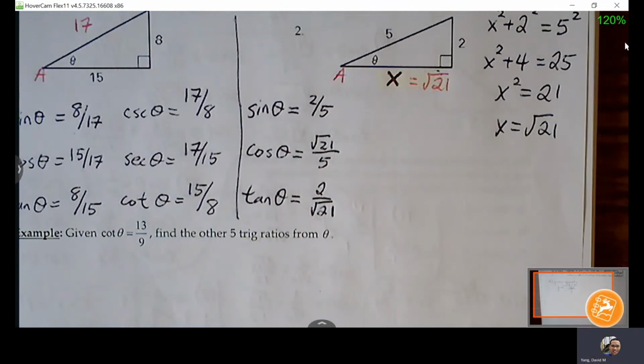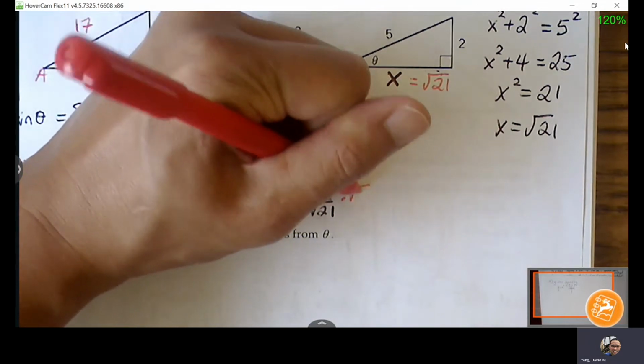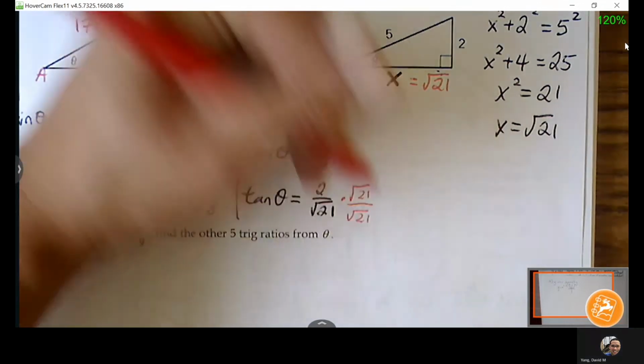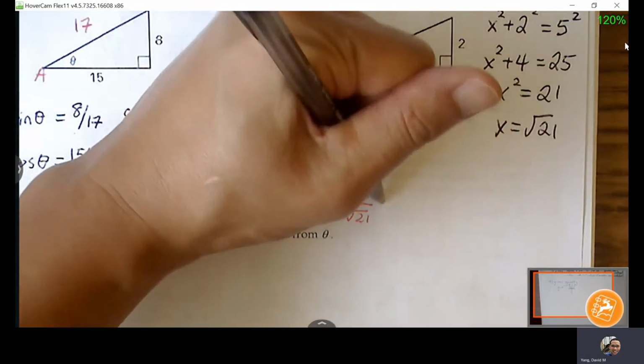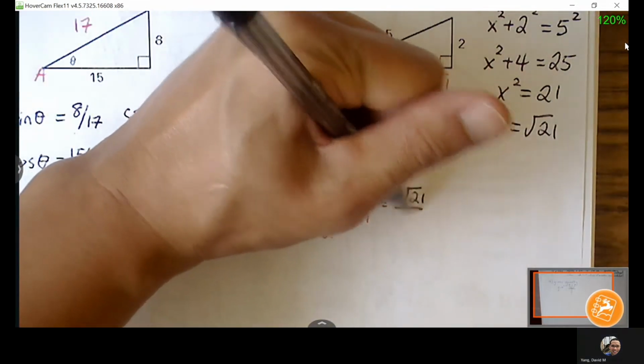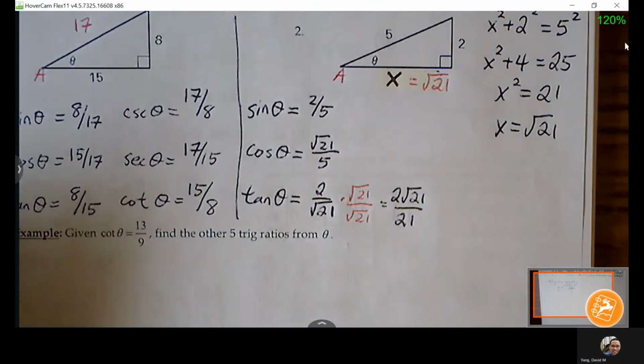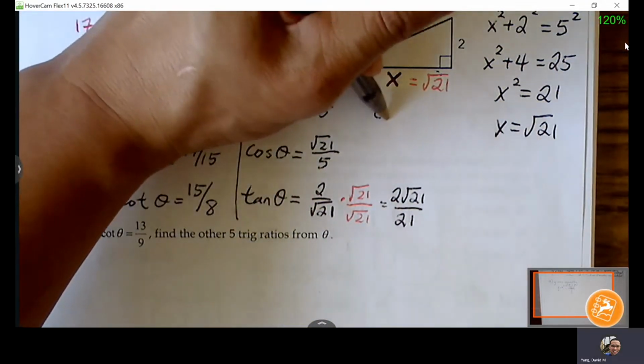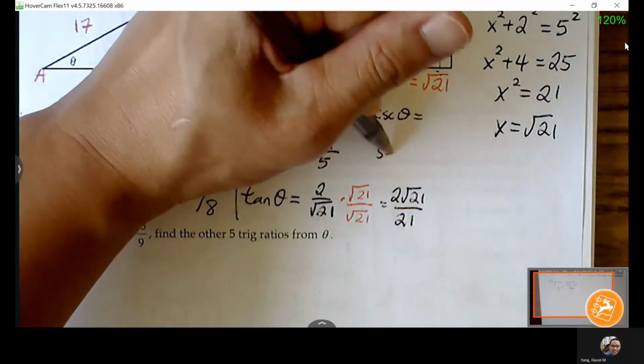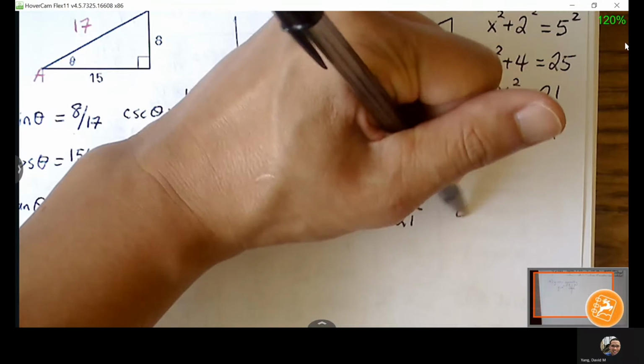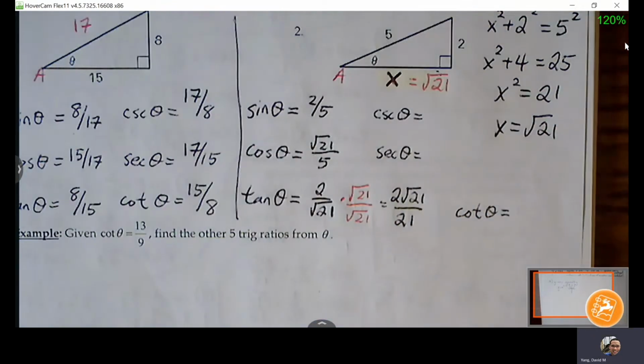Okay, so sine and cosine are pretty straightforward. After we create our ratios there's nothing to worry about with the denominator. But that tangent, we can do a little bit of cleanup, right? So that radical, I want to rationalize that. We also want to find cosecant, secant, and cotangent.